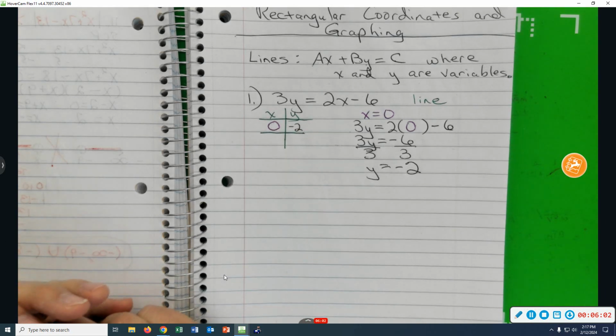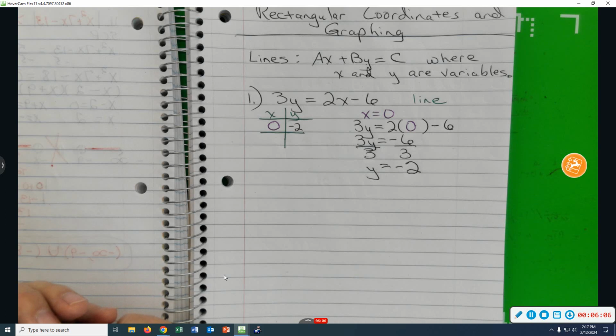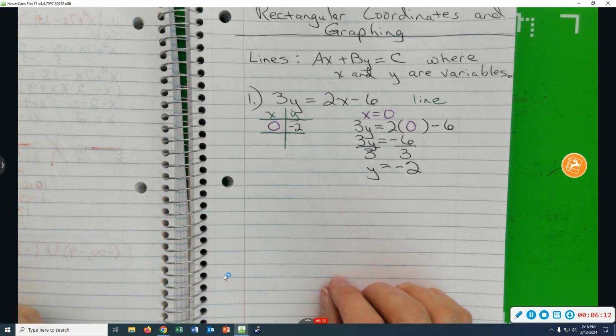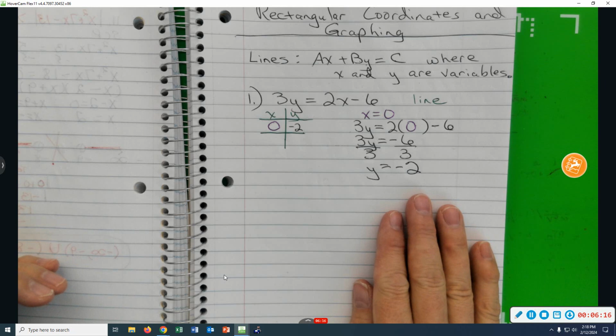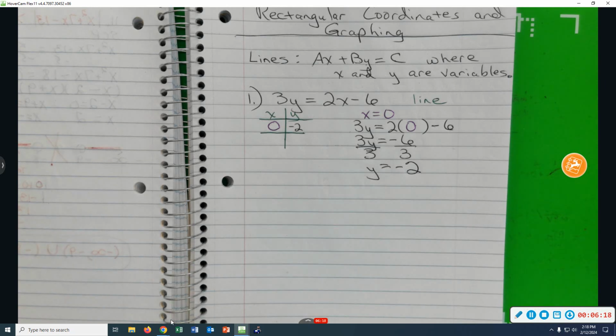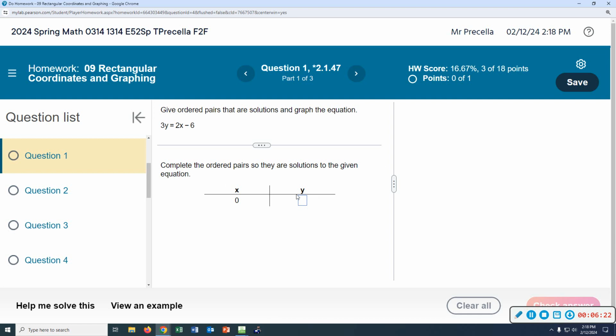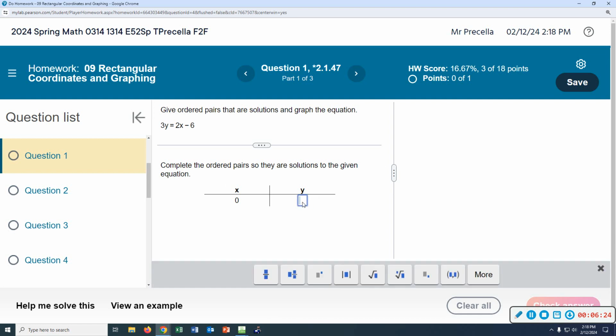Maybe I should have reviewed the XY grid. I'll do that in a moment. Even though we're going to graph the line using one of the tools in my lab, I'm going to draw the line on paper also. So we come over here, and in place of that blue box there for y, we're going to write negative 2.